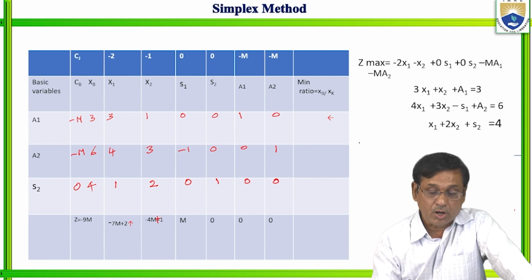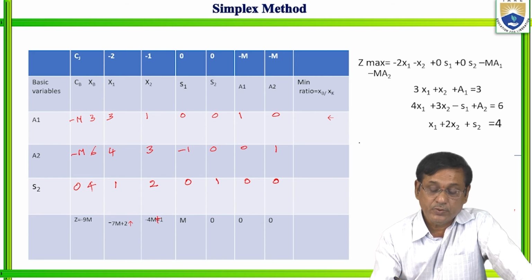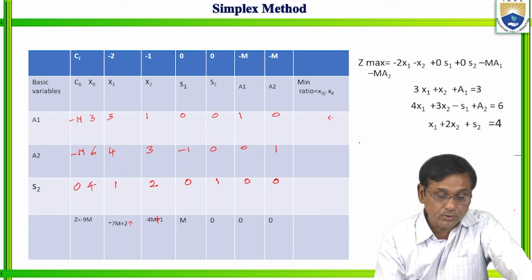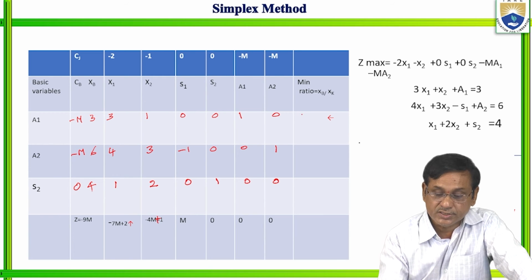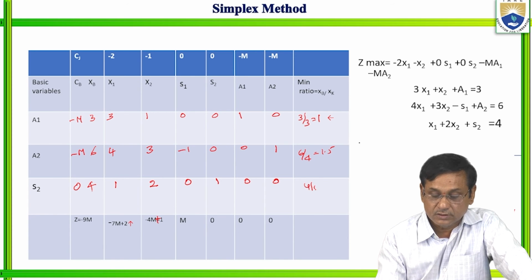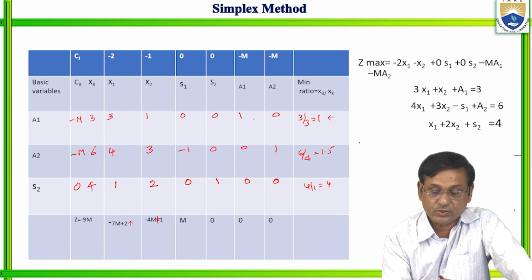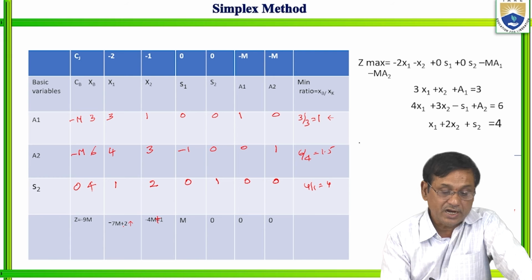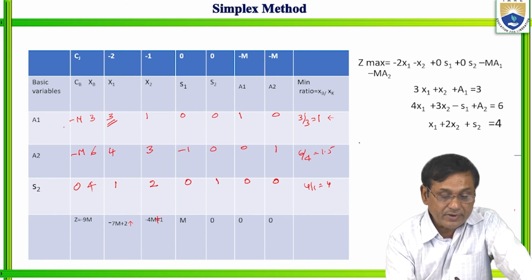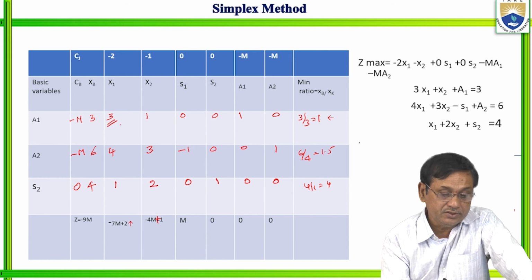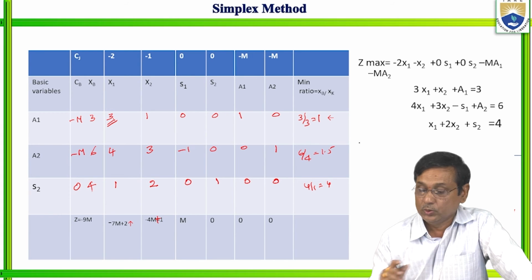Now we have to decide the outgoing vector. How to decide the outgoing vector? We have to find out the minimum ratio. So the minimum ratio corresponding to this column: 3 by 3, that is 1, 6 by 4, that is 1.5, then 4 by 1 is equal to 4. The minimum ratio is here. So the first row is the key row, the first column is the key column, and the key element is 3. Now divide that entire row by 3 in order to make the key element equal to 1.